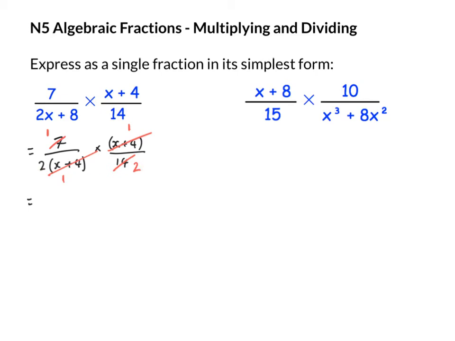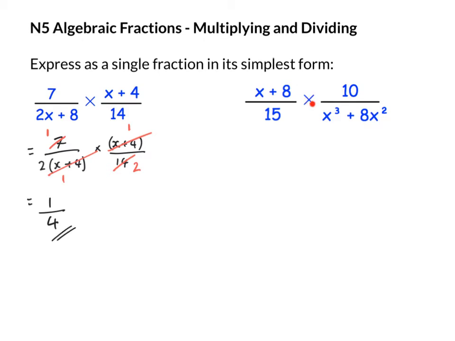So I can go ahead and do my multiplying. On the top, I'm left with 1 times 1 to give me 1. On the bottom, I've got 2 times 1 times 2 is 4. So I've got that written as a single fraction in its simplest form.